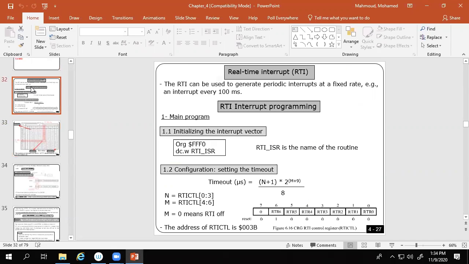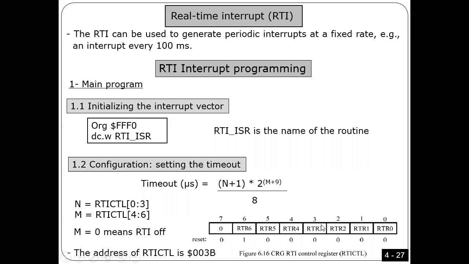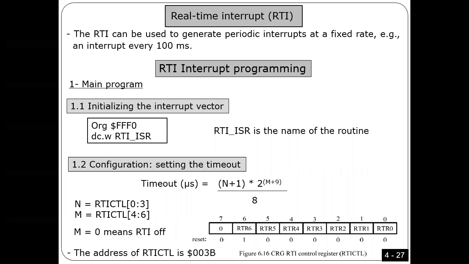Okay, so let me make a very quick revision on what we did last time. Last time I explained RTI. This is one of the interrupts we have, and I told you RTI is used if you want to generate periodic interrupts. All you have to do is set the time. Once you set the time, for example 10 milliseconds, then as long as the interrupt is enabled, you are going to have periodic interrupts every 10 milliseconds. Is that okay?